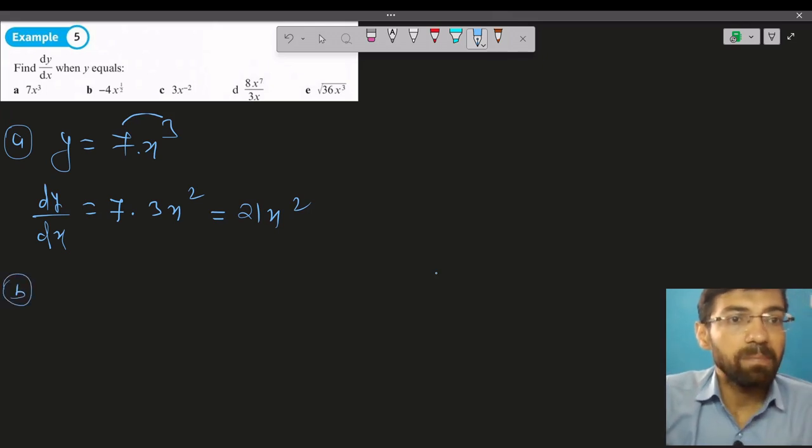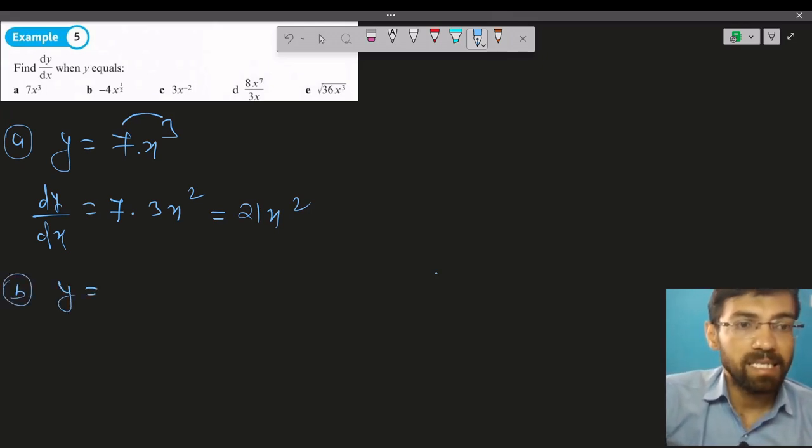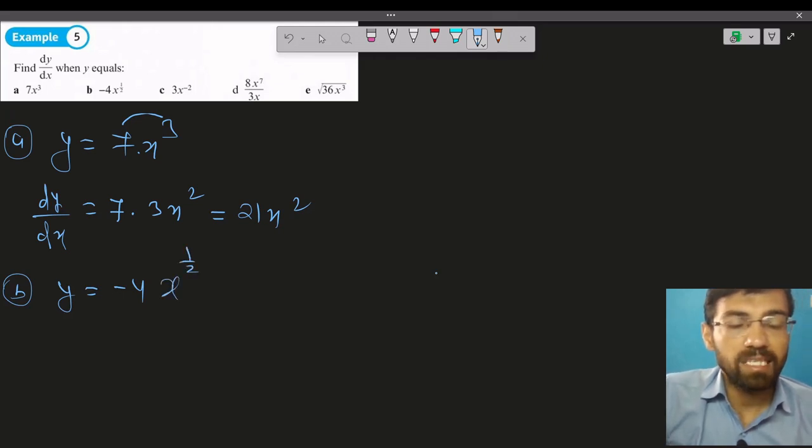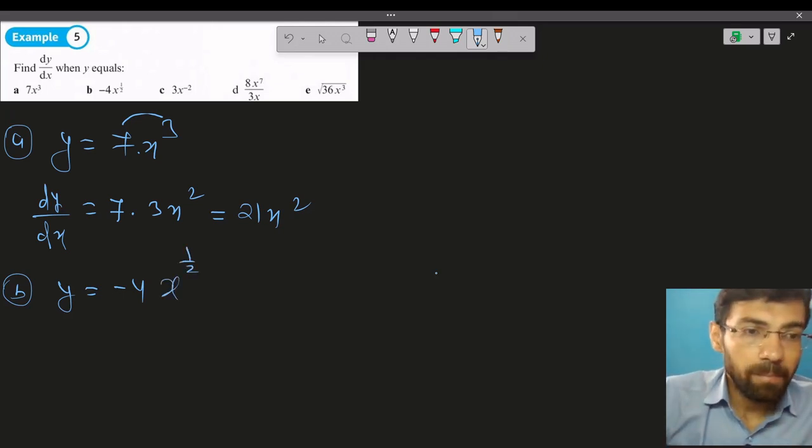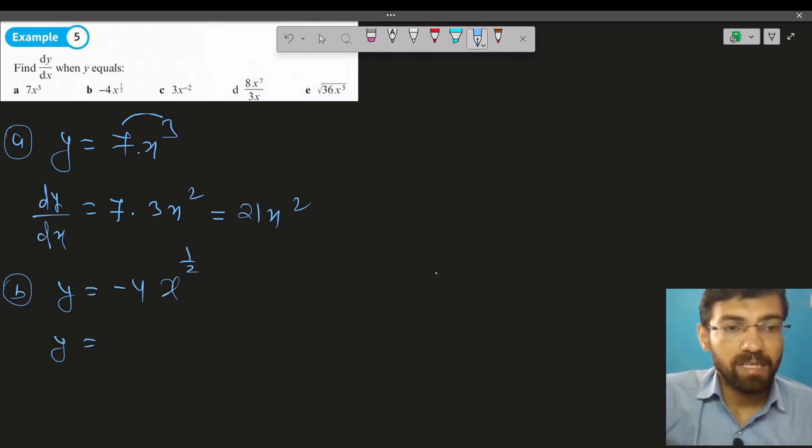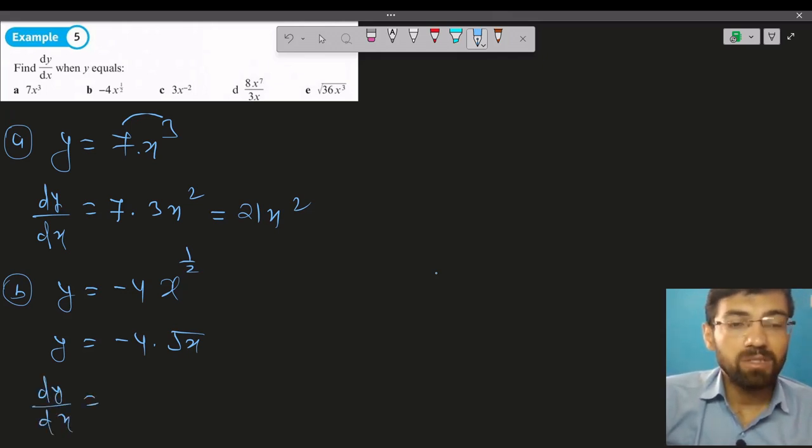Let us do part B, where y is minus 4 into x raised to half. I will simplify it first. Minus 4 into, I will write x raised to half as root x only. Now let us differentiate. Differentiation of y is dy by dx. And we know this is k into, minus 4 is a constant. Any constant is multiplied with some function, k into root x.